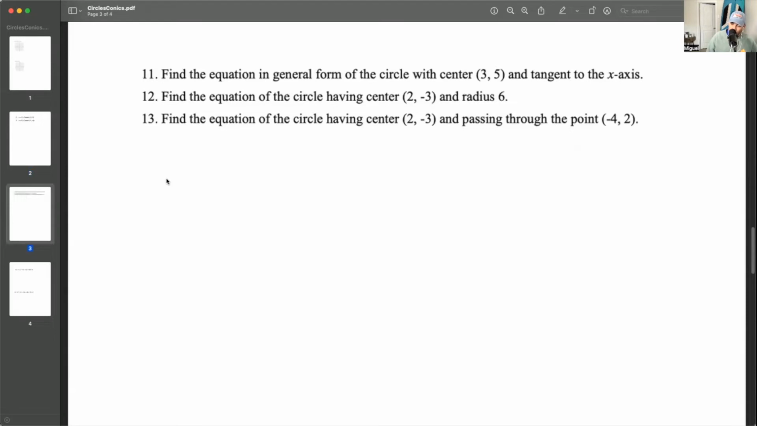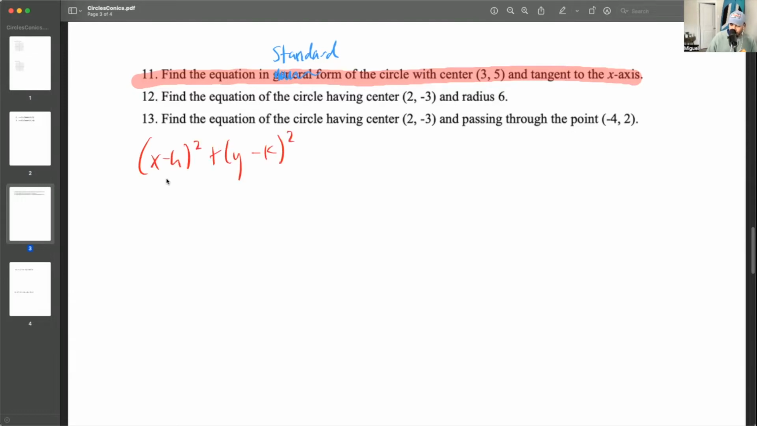Write the equation in general form with center (3, 5) and tangent to the x-axis. I know it said general form, but for now, because we haven't really talked about general form, I'm just going to change that, and we're going to write it in standard form. So once again, like I mentioned, let's just go ahead and write the equation for standard form on here. And again, every time you're encountering these types of things, you want to just write out your equation. I think it's great to process what's going on.